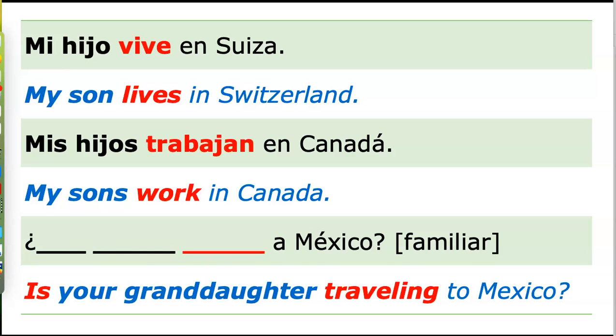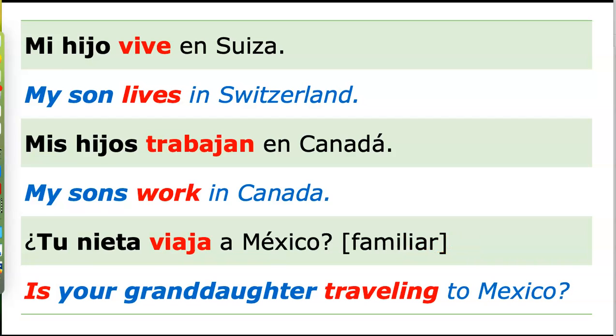Is your granddaughter traveling to Mexico? And I want you to use the familiar or the tú form. Do you remember the verb for traveling? Viajar. So focus on granddaughter. And again, this is singular. Tu nieta viaja a México.